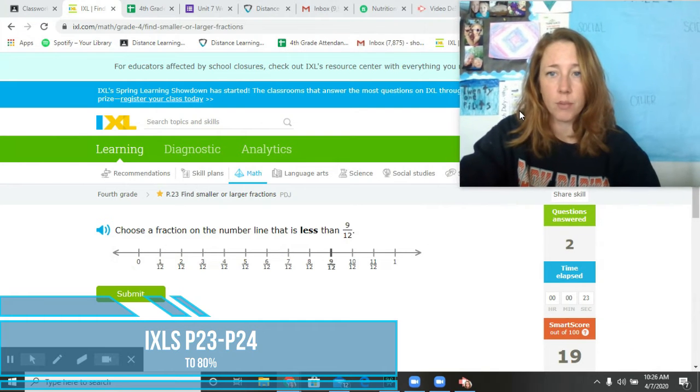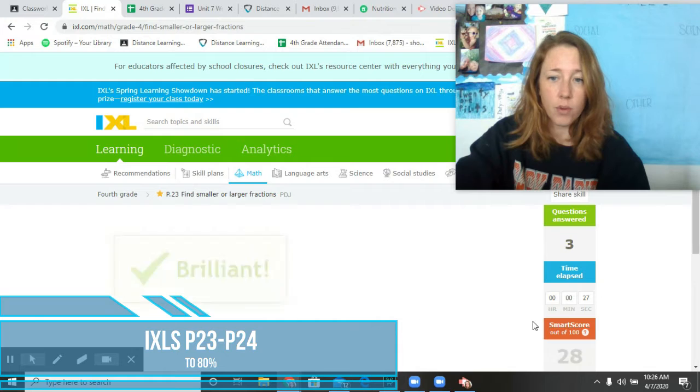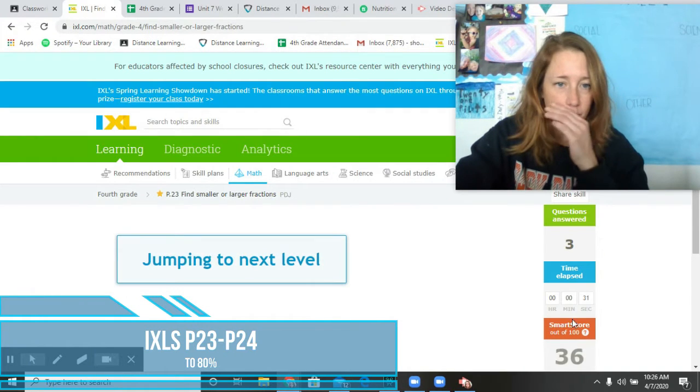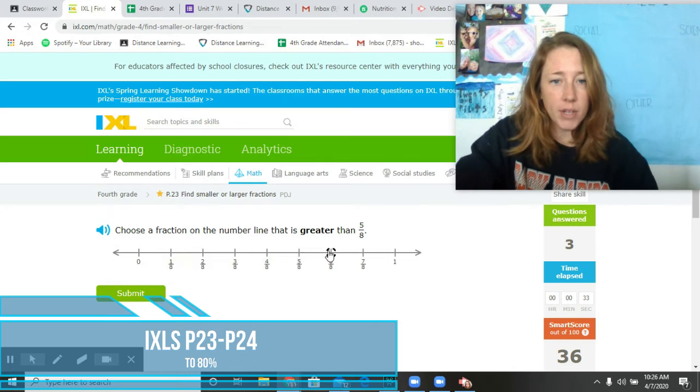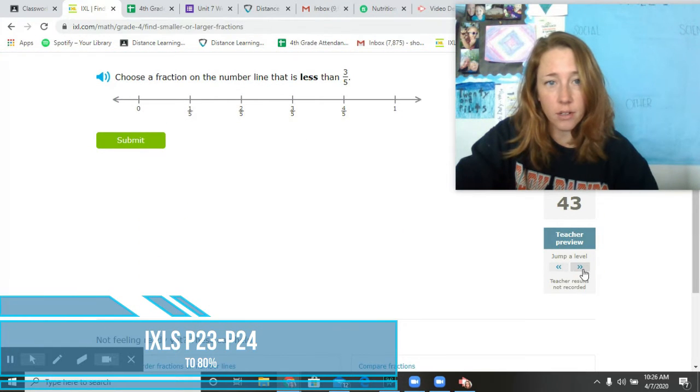Perfect. I'm going to move myself up here so I can see better. Less than 9/12. Pick one. Let's see if they get a little bit more difficult. Choose a fraction on the number line that is greater than 5/8. Oh, that's pretty much the same thing. Still checking to see if there's one that gets a little harder.